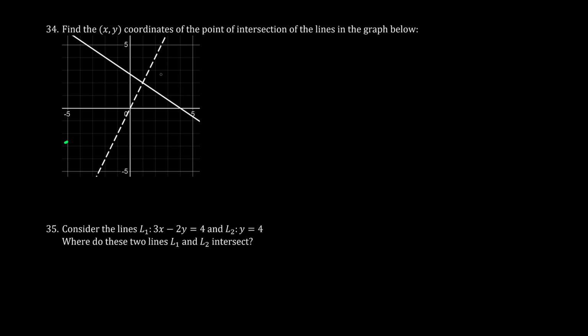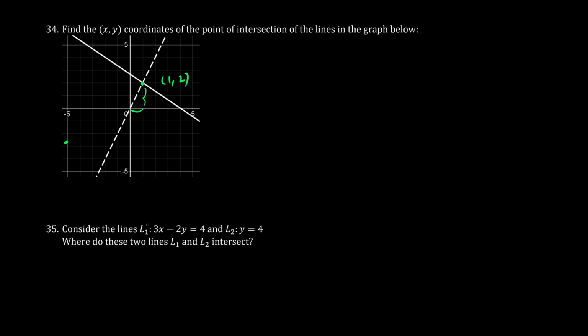Let's find the xy coordinates of the point of intersection for these lines. So we have a dot here. Visually, we can simply count 1 to the right and 2 up. So the x value is 1 and the y value is 2. So graphically, if you are able to draw two lines, it's very easy to find, or at least to estimate, where the lines hit.